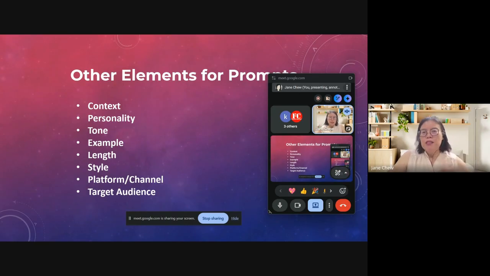You just say, please follow Obama, and then sometimes you can copy and paste some of the way Obama is writing or talking. You can upload it into your AI tool and let it understand, so that the message generated will be similar to that person. Tone is the same thing. Example, length, style, platform, channel, all these are things that you can always add in. But for short, just remember PRISM, PRISM.